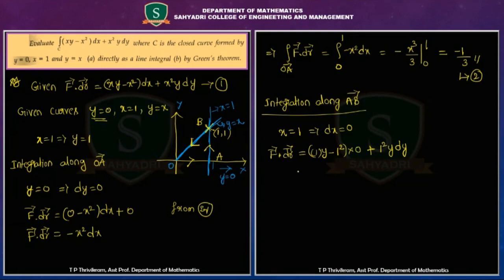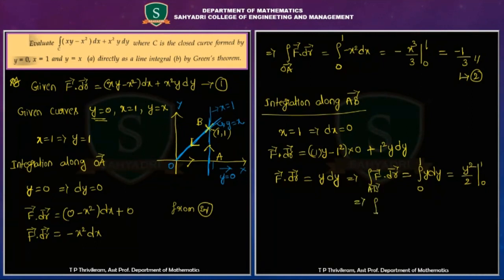So f dot dr with dx equal to 0 gives y dy. Apply integration on both sides: integral f dot dr is equal to integral y dy. The limits for y are from 0 to 1. So we get y square by 2 from 0 to 1. So the integral of f dot dr along the line AB is 1 by 2 minus 0, which is 1 by 2. This is equation 3.